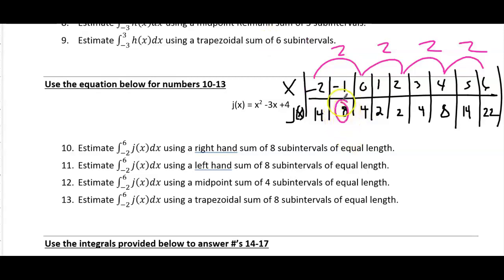So this will be the height of the first rectangle, this will be the height of the second one, this will be the third one, and this will be the fourth one. And so base times height here gives me 16. Base times height here gives me 4. Base times height here gives me 8. And base times height here gives me 28. And then we're just going to add all 4 of these up to get a total of 56.